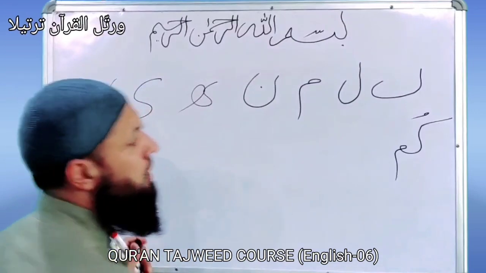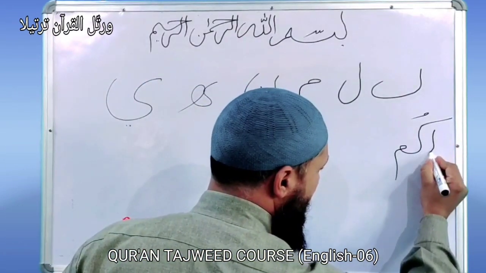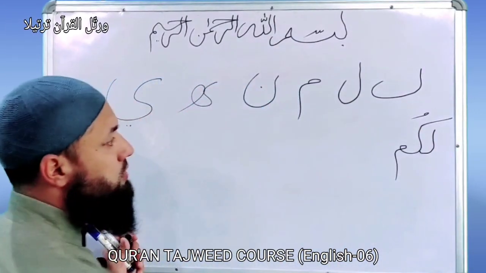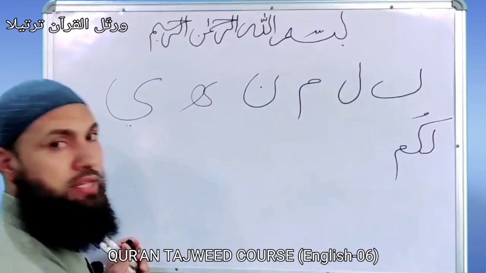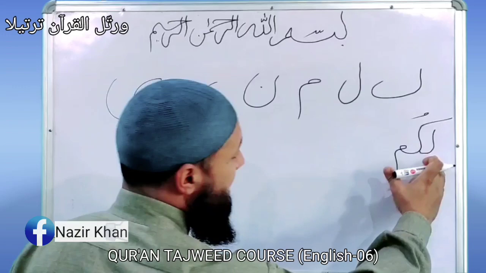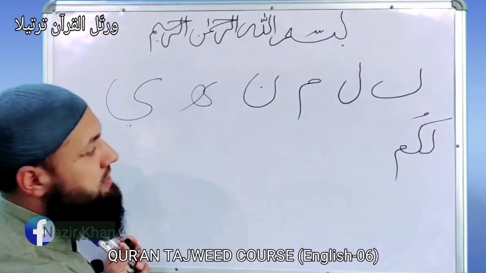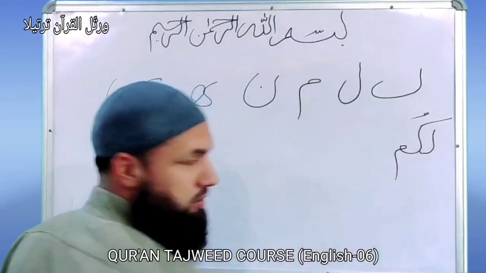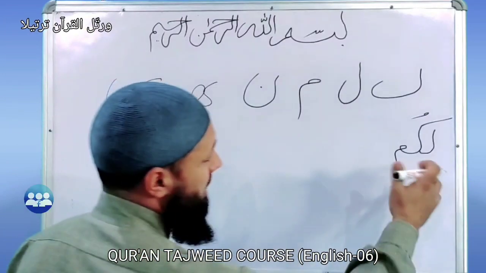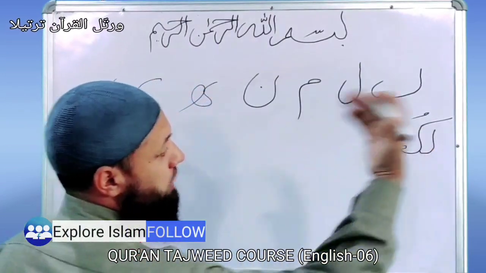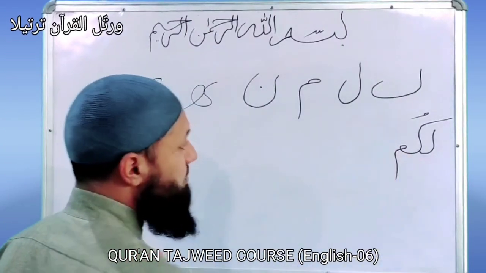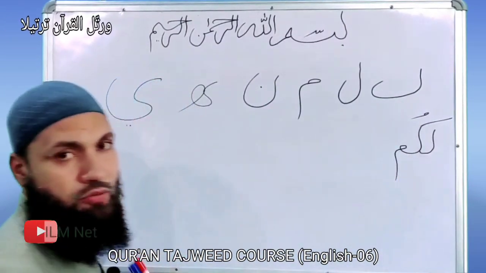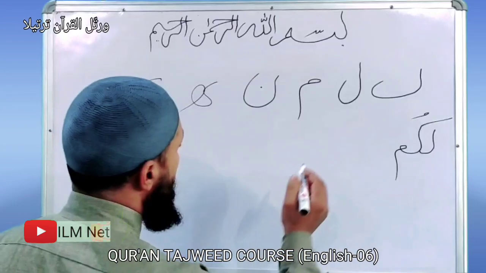Kum, or let's write Lakum. So Lam has been joined with Kaf and Kaf has been joined with Mim. So Lam can be joined with the letter on its left side. We see Kaf has been joined with Lam and Mim as well on both sides. Mim can be joined with the letter on its right and left side.